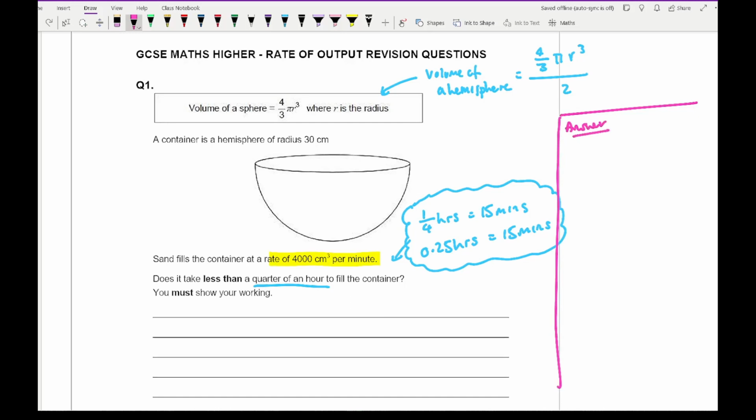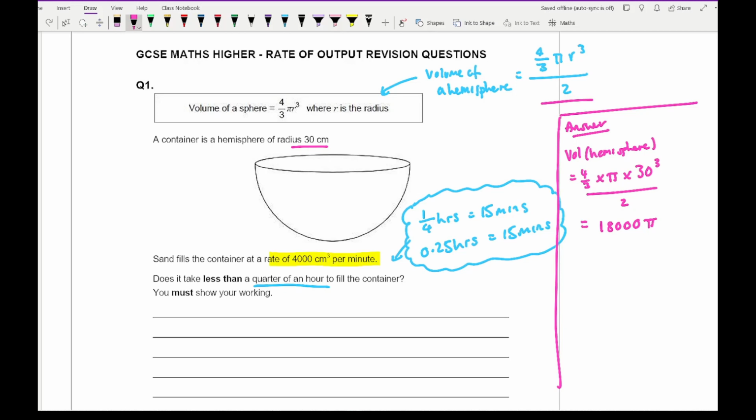I'll do the answer here just so that we've got everything on the screen. So first of all, the first thing you want to do is work out the volume of the hemisphere. Using this formula here, that's going to be 4/3 times pi times the radius, which is 30, cubed, all divided by 2. And that gives me an answer of 18,000 pi. And again, there is going to be a decimal equivalent, so it is what it is.